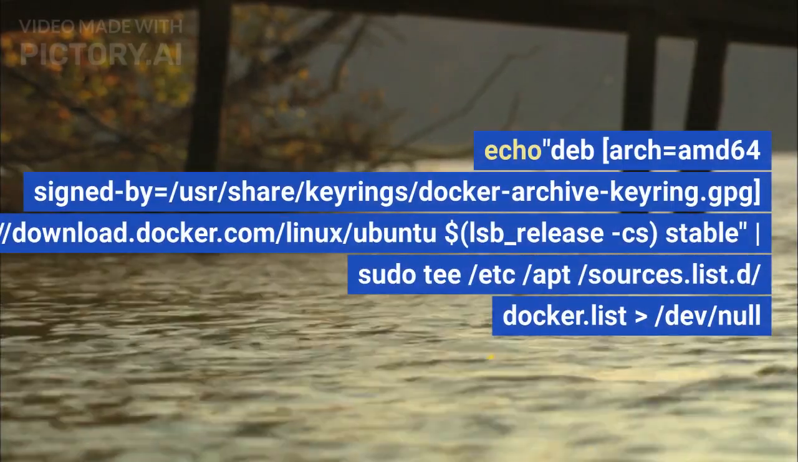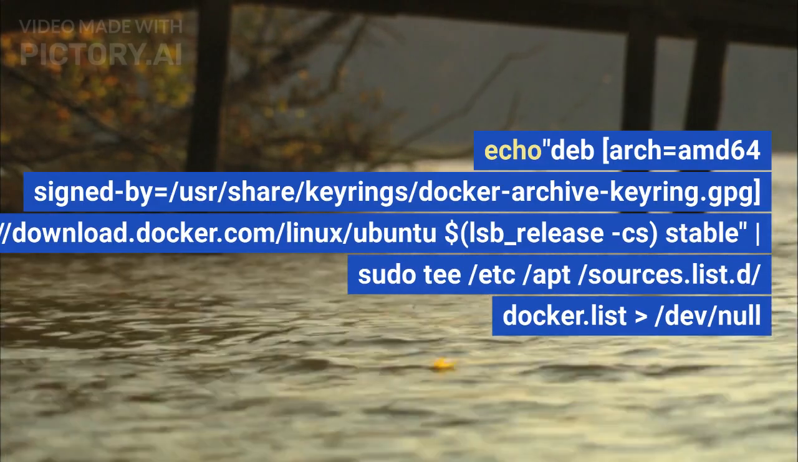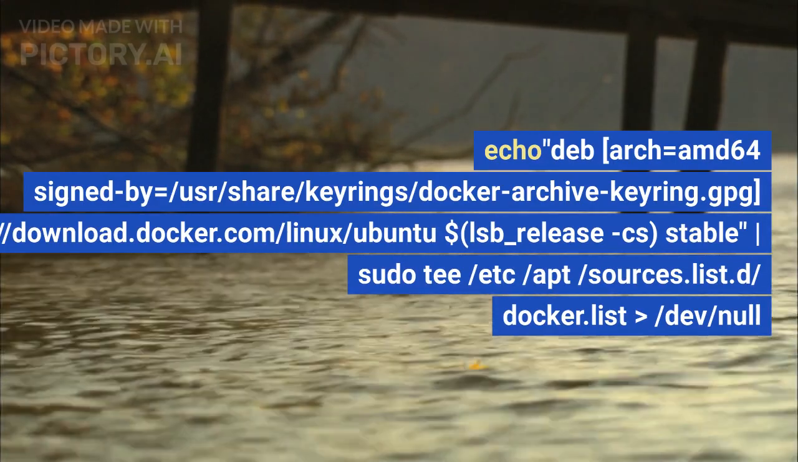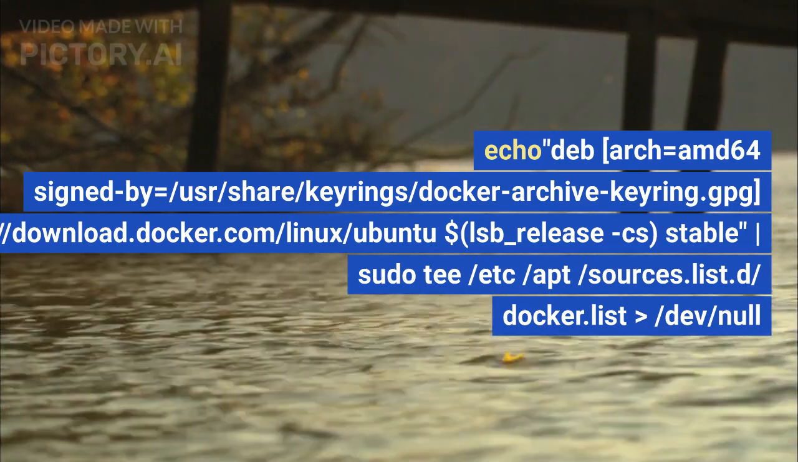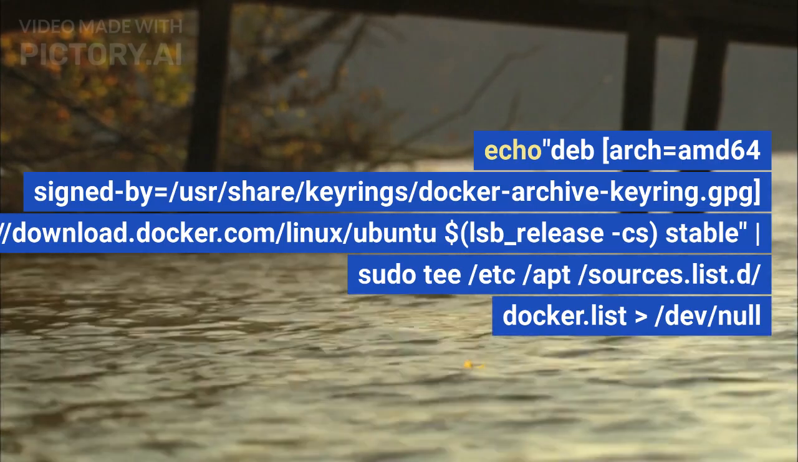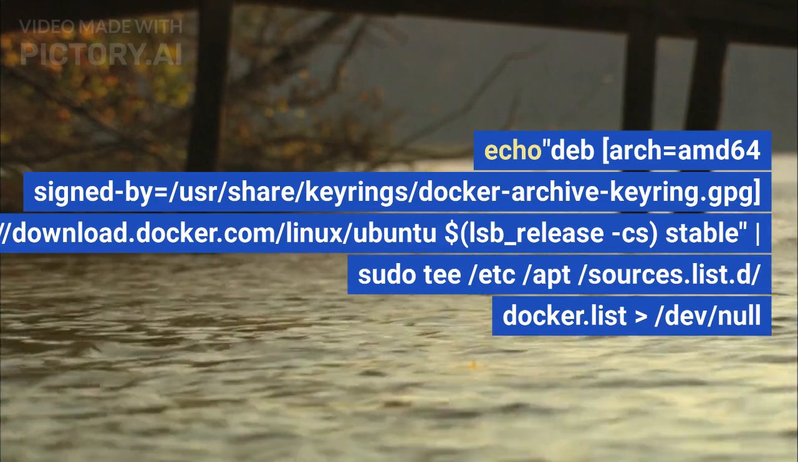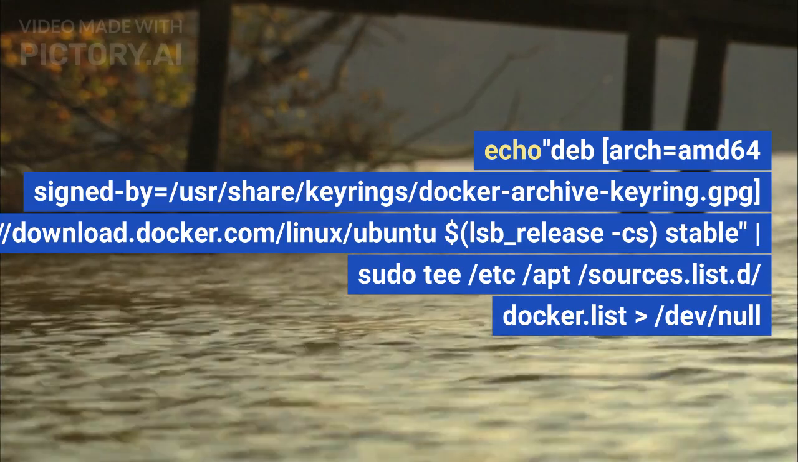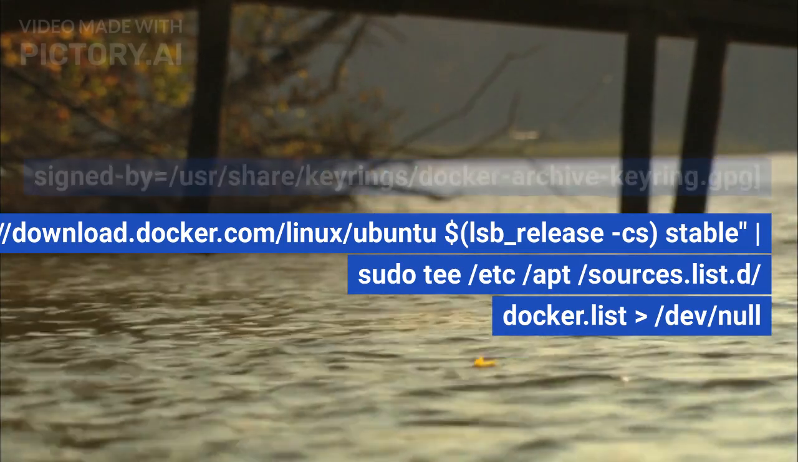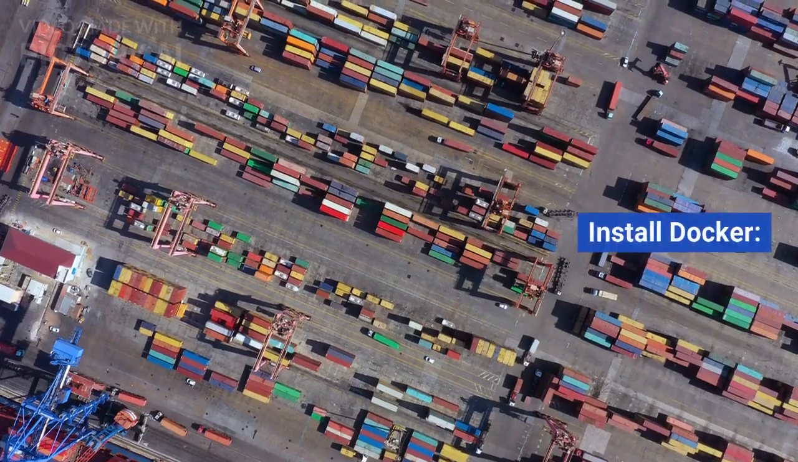echo "deb [arch=amd64 signed-by=/usr/share/keyrings/docker-archive-keyring.gpg] https://download.docker.com/linux/ubuntu $(lsb_release -cs) stable" | sudo tee /etc/apt/sources.list.d/docker.list > /dev/null. Update the package index again: sudo apt-get update. Install Docker.